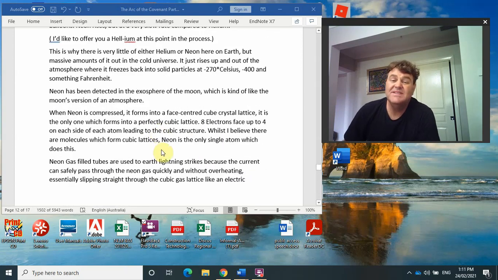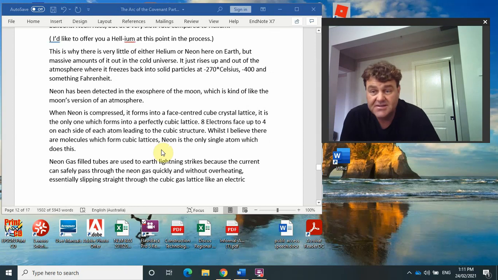Neon has been detected by NASA in the exosphere of the moon. The exosphere of the moon is like the moon's version of our atmosphere, obviously very brief, but there is a close-to-the-surface area of gas particles that don't constitute outer space. So neon's there, it's floating around everywhere in the universe.